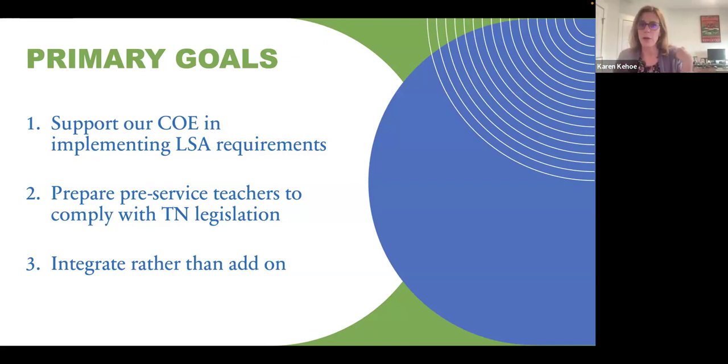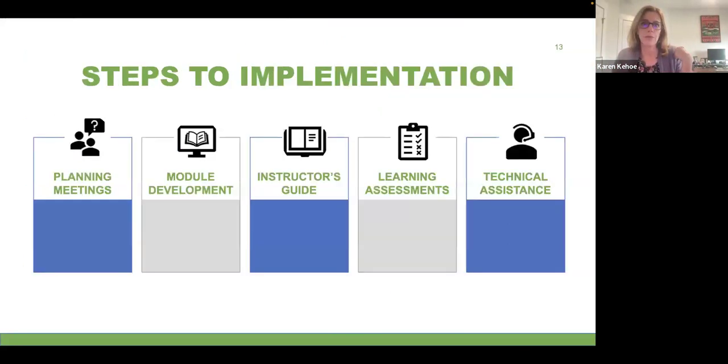And so we were able to come together and put this together really quickly. So the steps to implementation, I mean, this is kind of quick and dirty, but of course we started with planning meetings. They had a desire to partner with us. We had a desire to partner with them. We knew we had some content, but then we had to figure out how these things went together. So we had to first understand what their course sequence was.